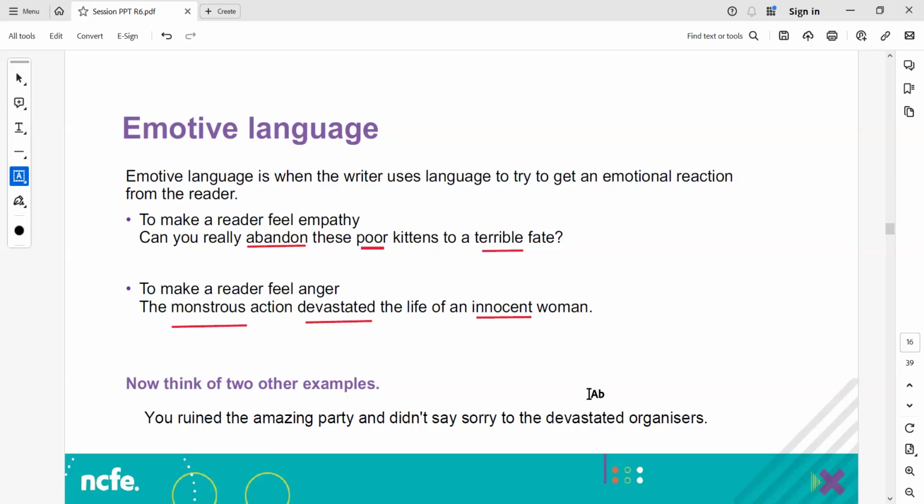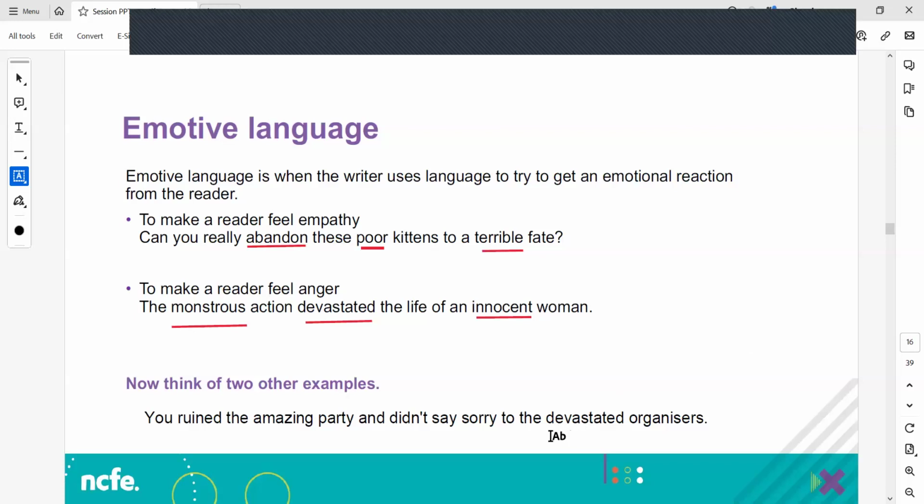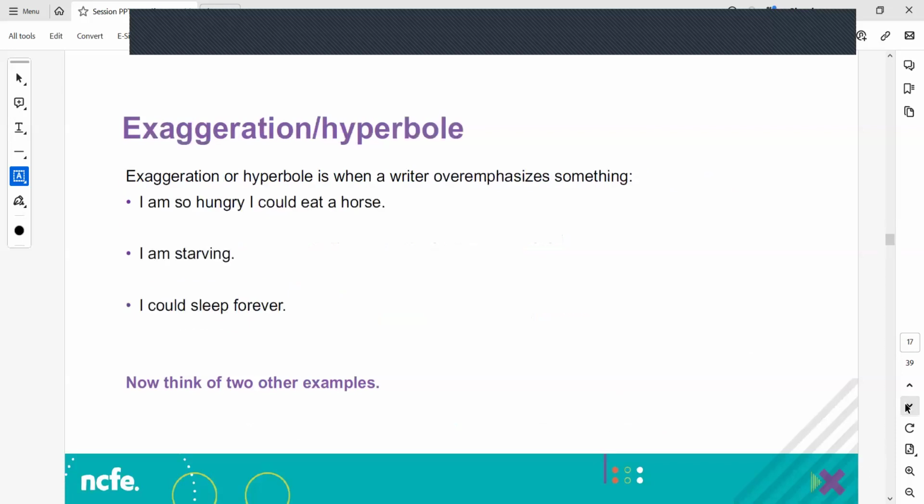Okay, so with emotive language, whether you're reading or writing it, you need to look for extreme emotions rather than just fun or happy. Devastated, amazing. Okay, so well done, fantastic contributions there.